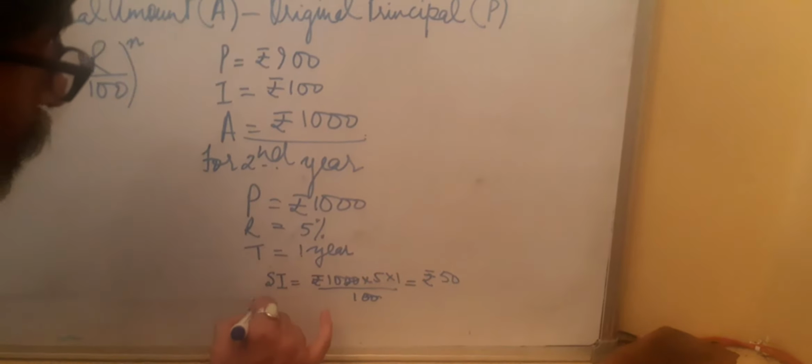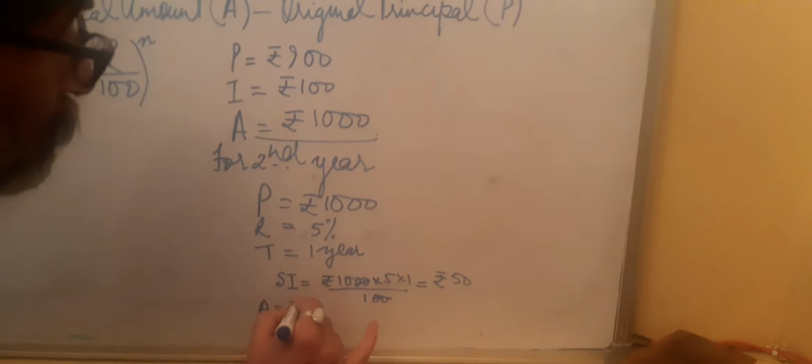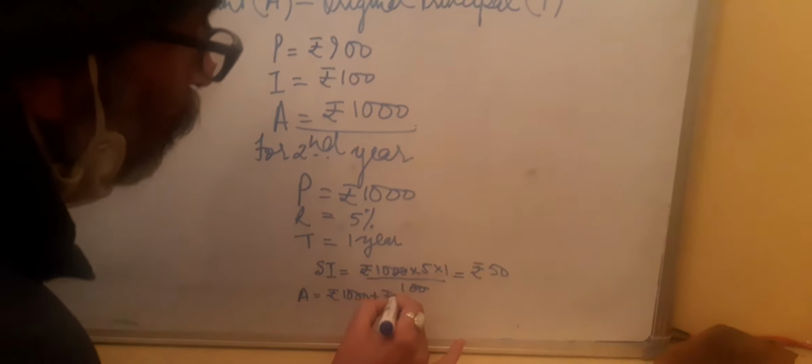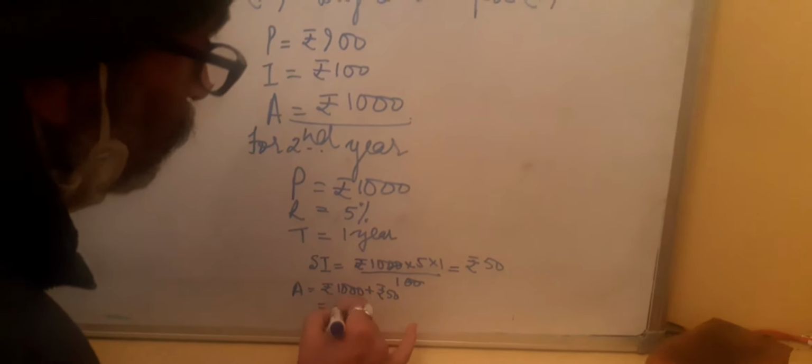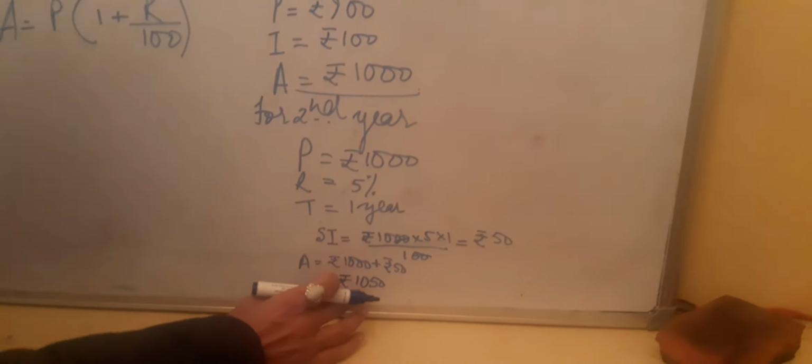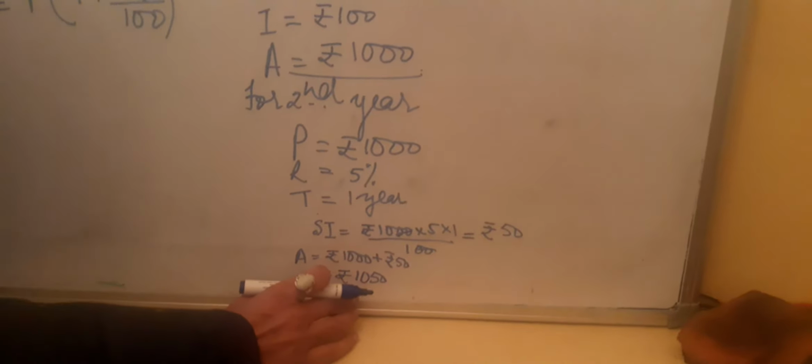Amount at the end of the second year will be equal to rupees 1000, that is the principal of the second year, plus rupees 50, that is interest for the second year, and that is equal to rupees 1050. This will be the principal for the third year.